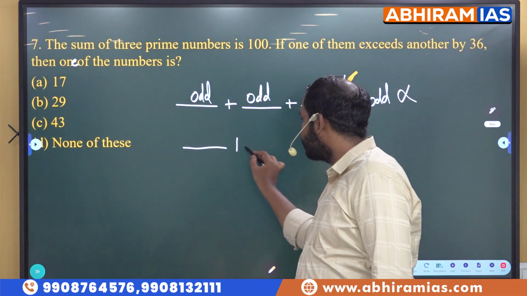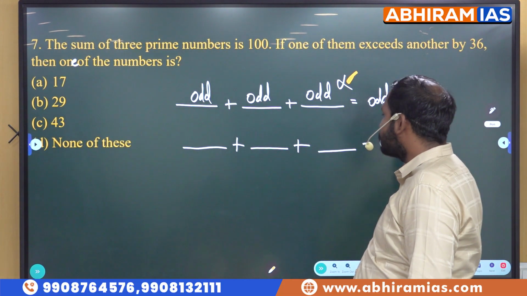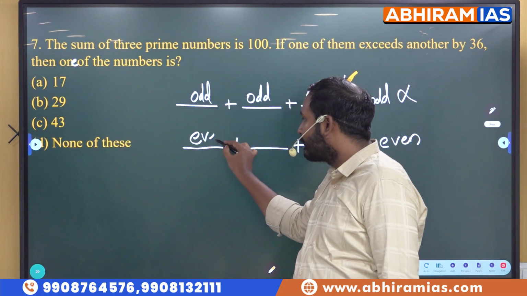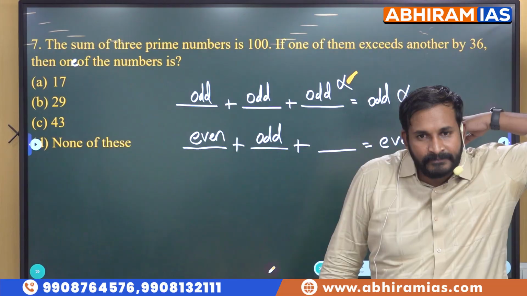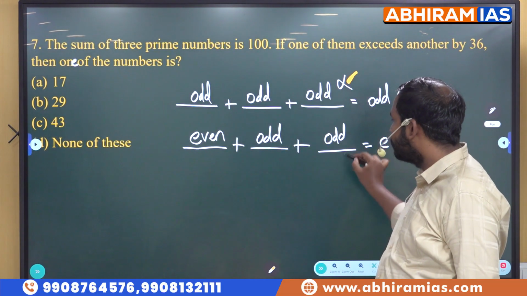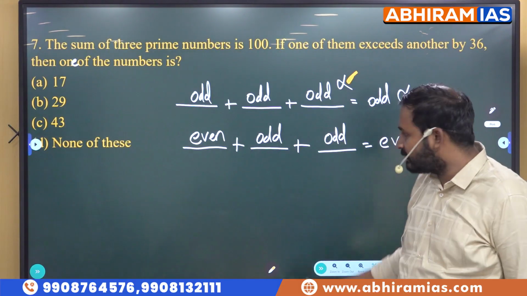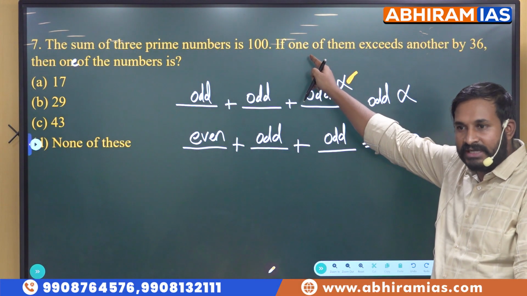Next case is what? This is even. So what can I have? Even plus odd. What is even plus odd? Odd. 2 plus 1, 3, an odd number. Next, odd plus odd, 3 plus 1, 4. That is an even. This condition is satisfying in our given question. Is it correct or not?